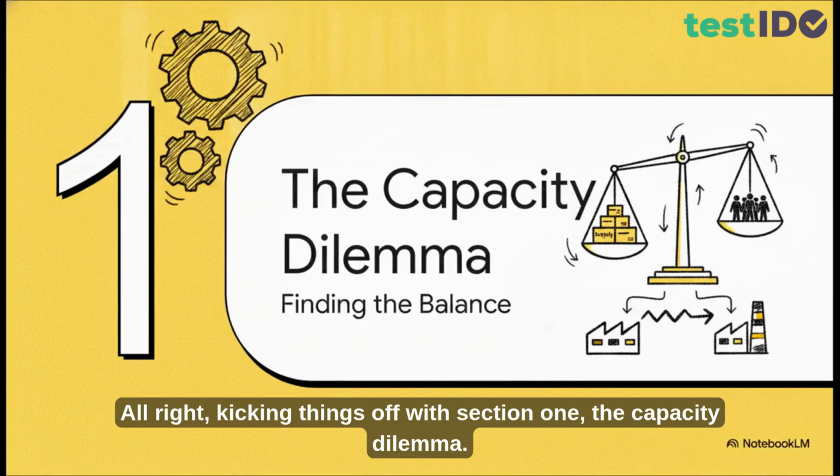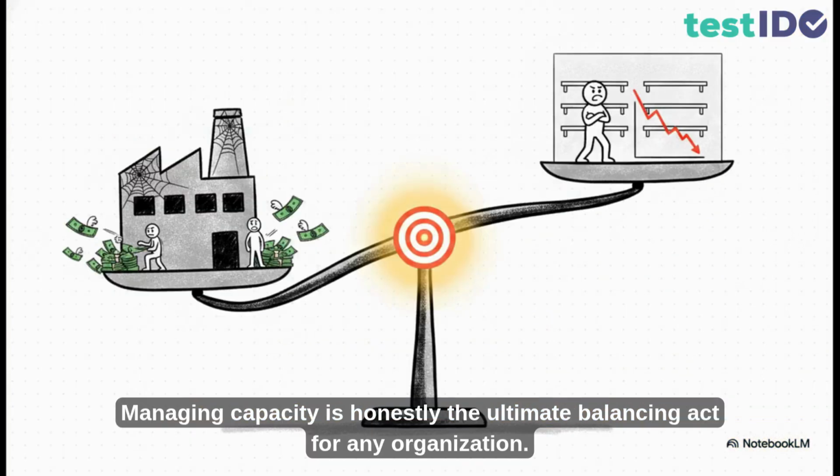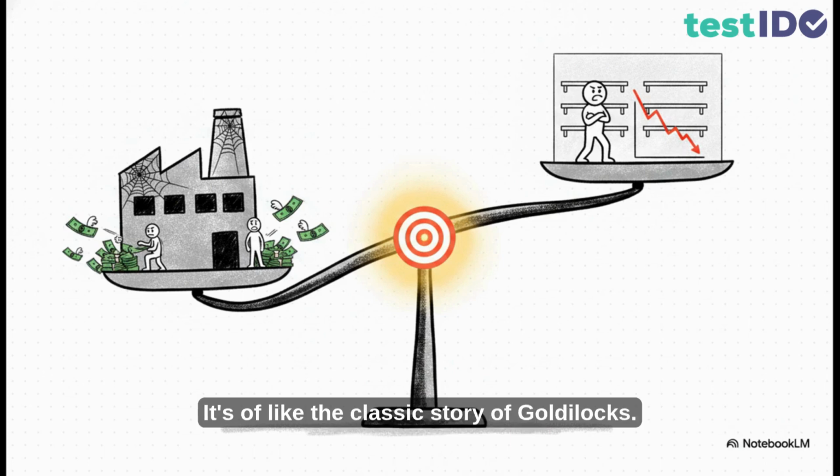All right, kicking things off with Section 1, the capacity dilemma. It's all about finding that just right balance. Managing capacity is honestly the ultimate balancing act for any organization. It's kind of like the classic story of Goldilocks.